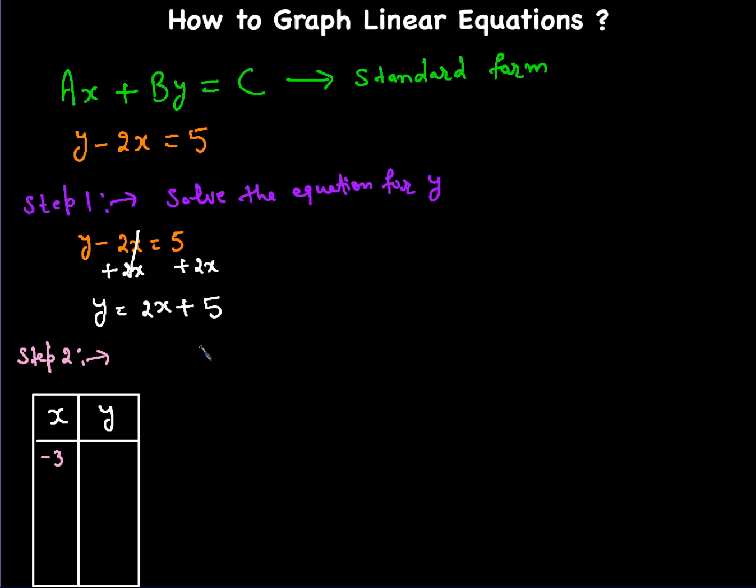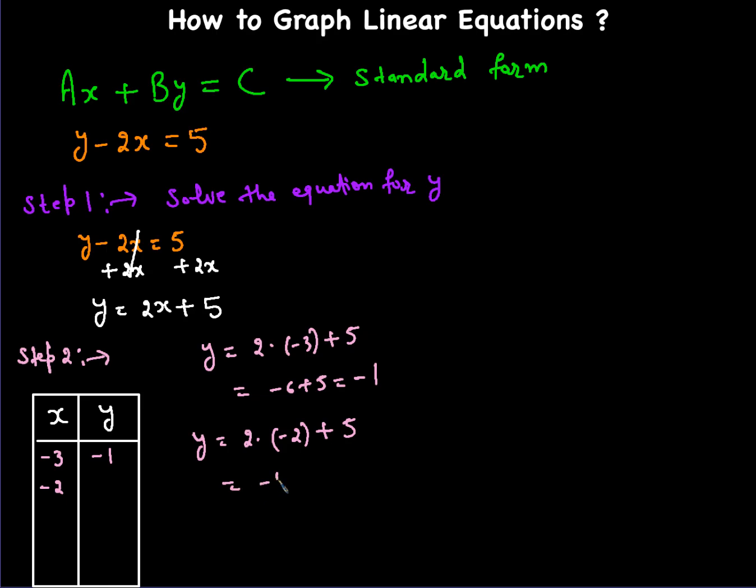Okay, so when x is negative 3, y is equal to 2 times negative 3 plus 5. That gives me negative 6 plus 5, which is equal to negative 1. So I got negative 1 over here. Similarly, we're gonna find the value for x is equal to negative 2. In that case, y is equal to 2 multiplied by negative 2 plus 5, which gives me negative 4 plus 5, and the y value is equal to 1.